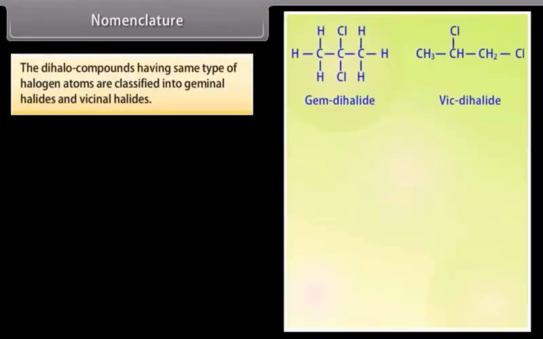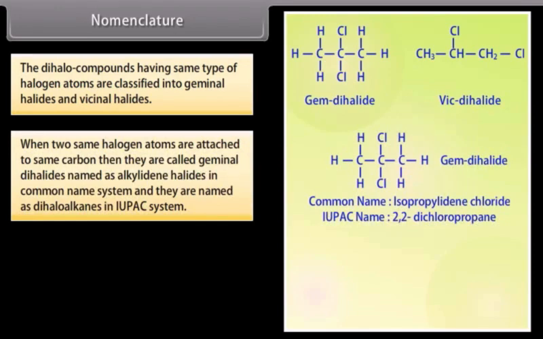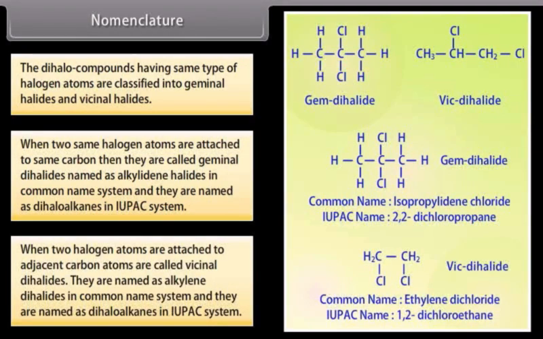Nomenclature. The dihalo compounds having the same type of halogen atoms are classified into geminal halides and vicinal halides. When two same halogen atoms are attached to the same carbon, they are called geminal dihalides, named as alkylidene halides in the common name system, and as dihaloalkanes in the IUPAC system. When two halogen atoms are attached to adjacent carbon atoms, they are called vicinal dihalides. They are named as alkylene dihalides in the common name system, and as dihaloalkanes in the IUPAC system.